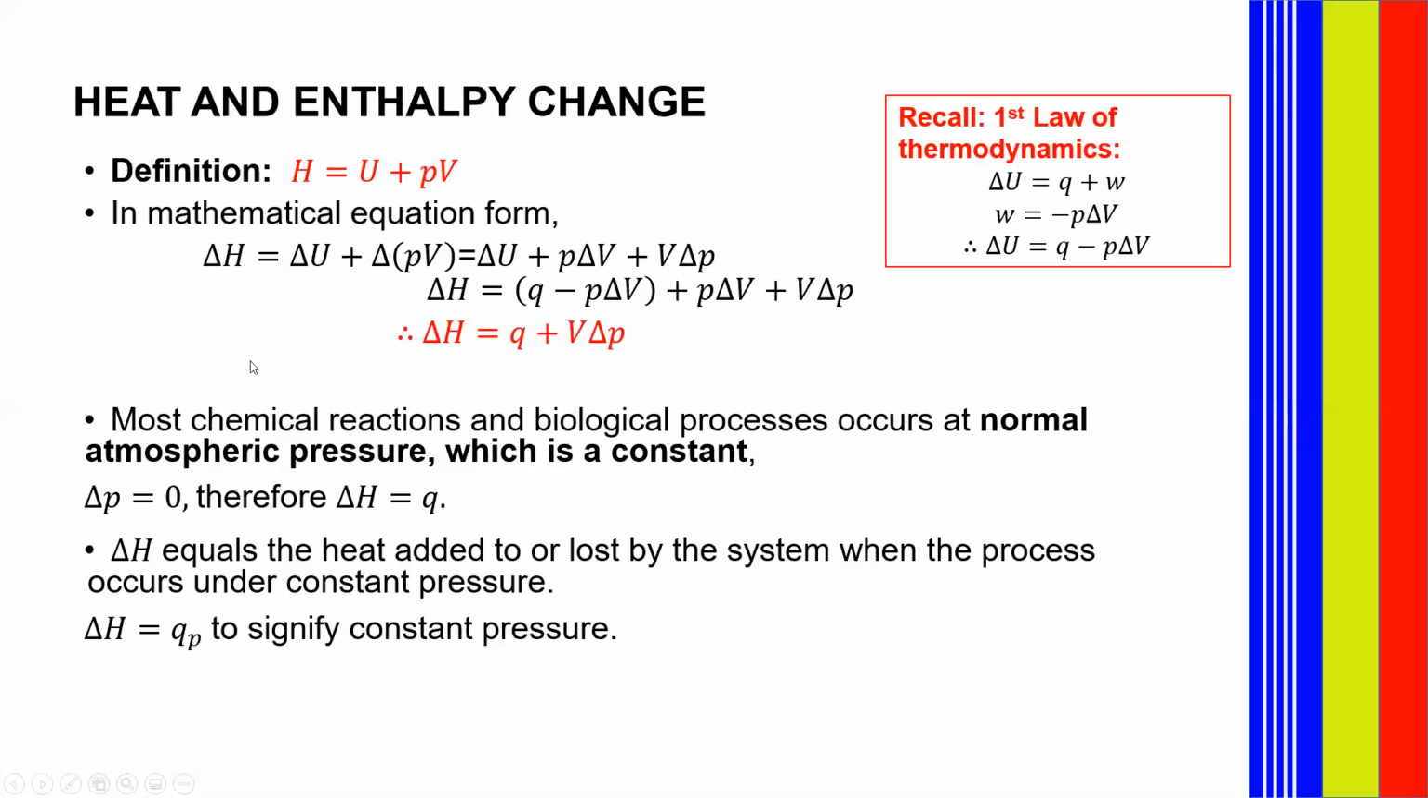Now, because most chemical reactions and biological processes occur at normal atmospheric pressure, which is constant, the V delta P expression becomes 0. That leaves delta H equal to Q. And so delta H really defines the heat added or lost in the system when you have a process going on under constant pressure. So you have a subscript P here to signify constant pressure.